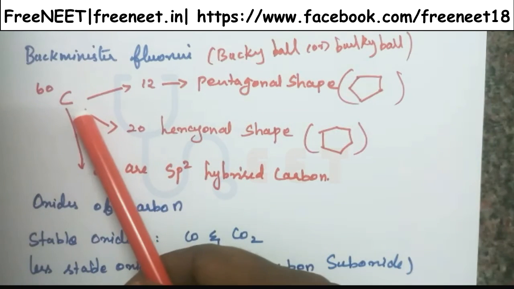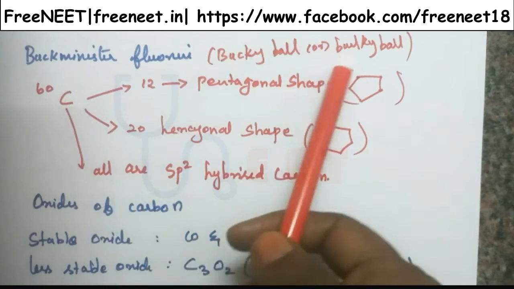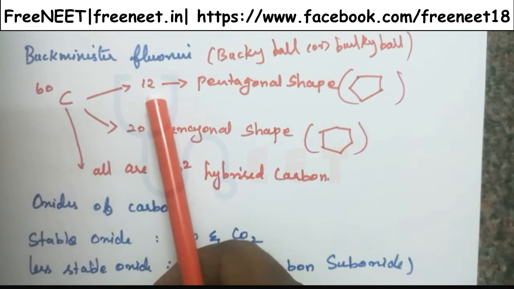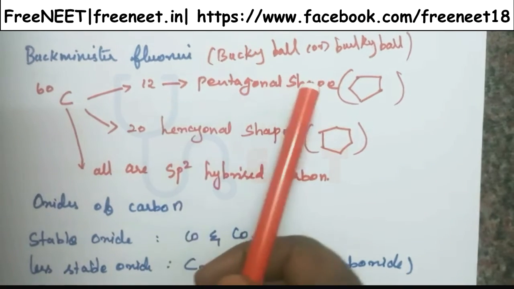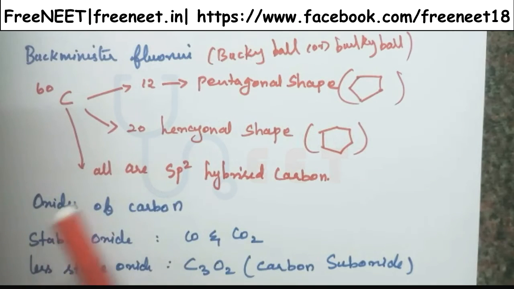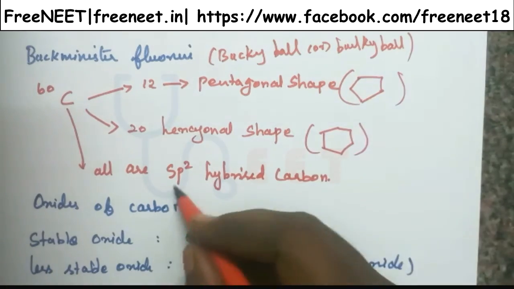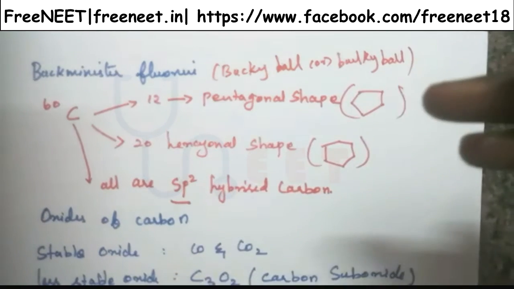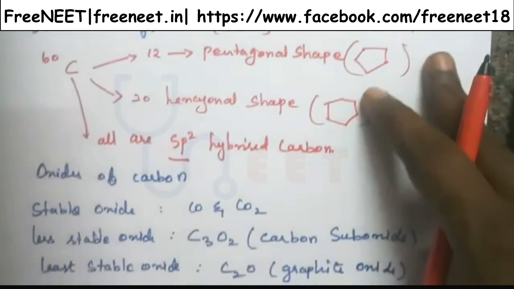Here the molecule has 60 carbons involved in the buckyball shape. Each Buckminsterfullerene contains 12 pentagonal shapes and 20 hexagonal shapes. At the same time, all carbon in this Buckminsterfullerene has sp2 hybridization. So there are three allotropes: first graphite, another diamond, and another Buckminsterfullerene.